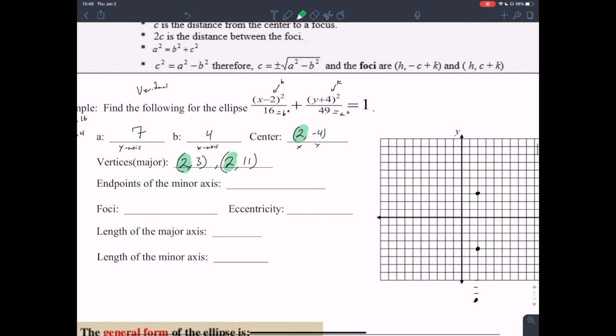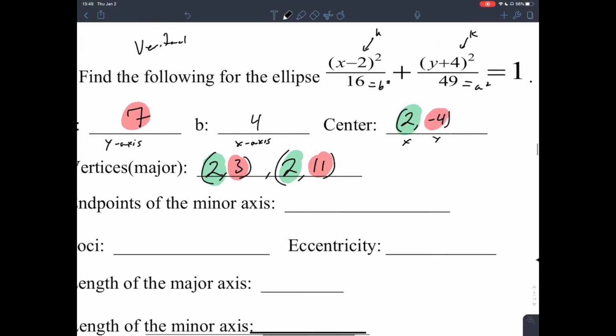And for the y value, you just have to add 7. I shouldn't draw that in green, I should do that in red. So I only needed to add 7 to the -4, and subtract 7, and that's what gave me the values. By the way, this is -11 because it went down. So notice the relationship when dealing with the major vertices and it's a y-axis ellipse: the y value is the part that changes.